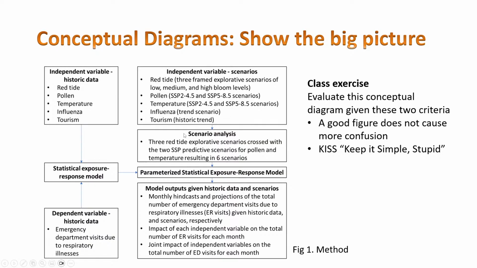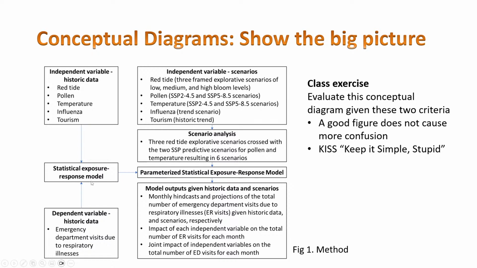Then, given these scenarios, I will do scenario analysis: 3 red tide explorative scenarios crossed with 2 SP predictive scenarios. So I will cross these 3 with these 2, meaning for pollen and temperature, resulting in 6 scenarios. And there is only one scenario here, so that for each of the 6 scenarios, this will be used and this will be used. So now I know about historic data, and now I know about future data. So this will give me this model. I will parameterize the statistical exposure response model.